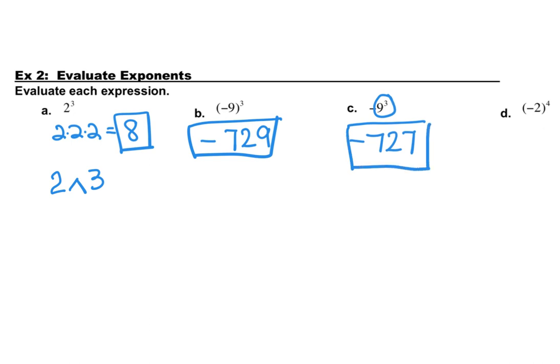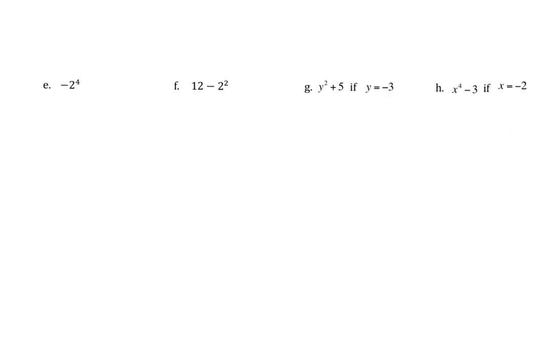For letter D, we have -2 to the 4th power. So what that looks like is -2 times -2 times -2 times -2, and we know that 4 negatives is going to make a positive. And so then 2 to the 4th power will just be positive 16. So for letter E, we have a -2 to the 4th power without the parentheses. So what that means is that you have to evaluate the 2 to the 4th power, which we know is 16, and then we're going to put the negative back on.